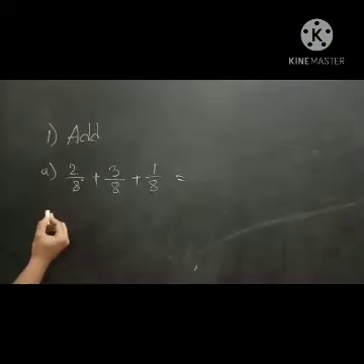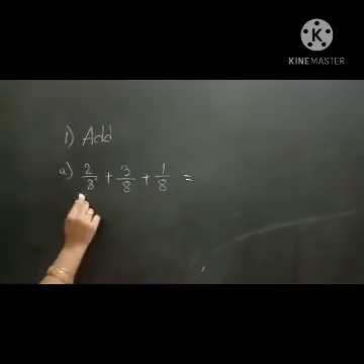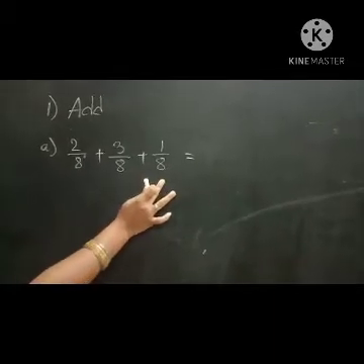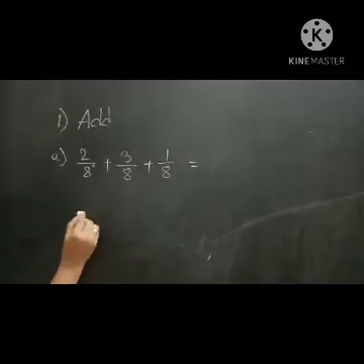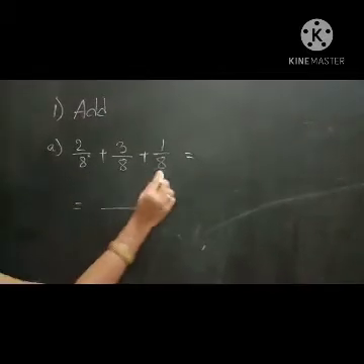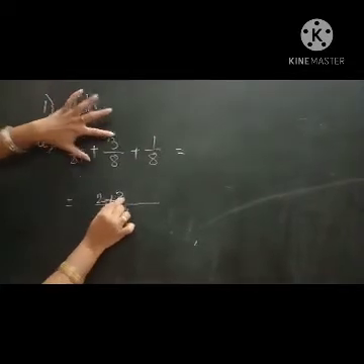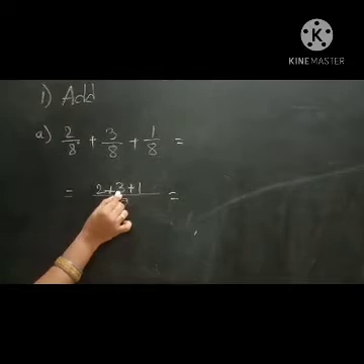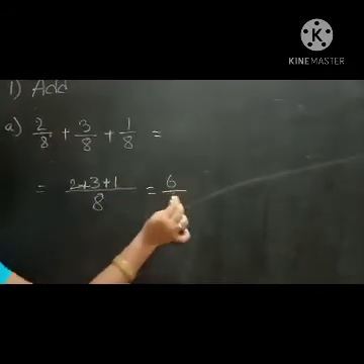Children, we already discussed addition of two fractions. Here three numbers are there. But what is the denominator here? The denominator is common, so we have to just add the numerators only. See here, what is the denominator number? The denominator number is 8. The numerator is 2 plus 3 plus 1 equals how much? 2 plus 3 is equal to 5. 5 plus 1 is 6 by 8.